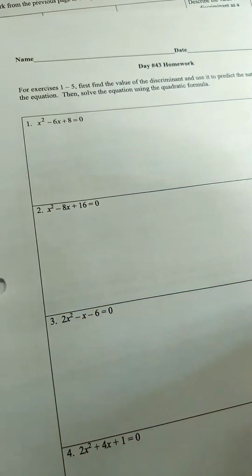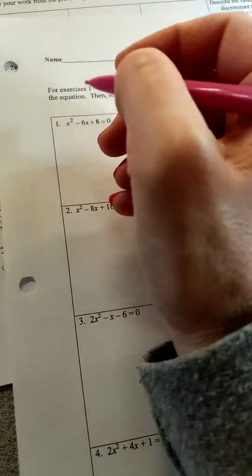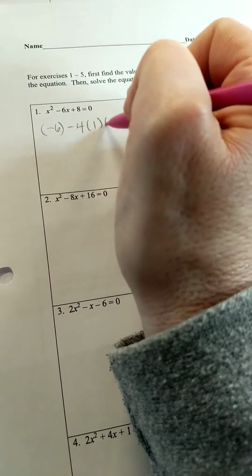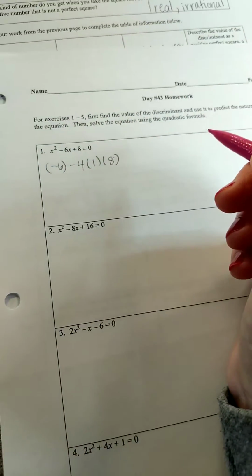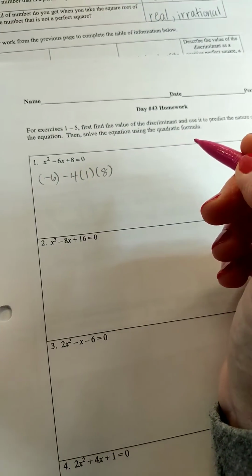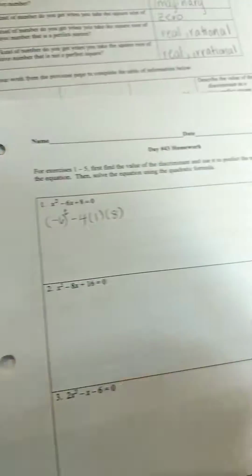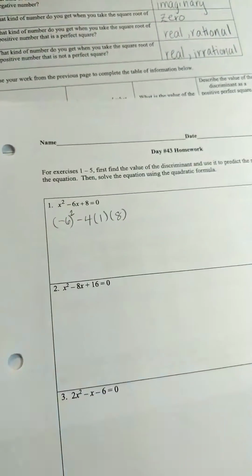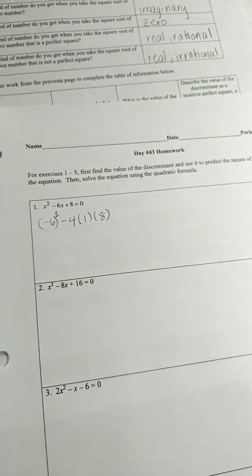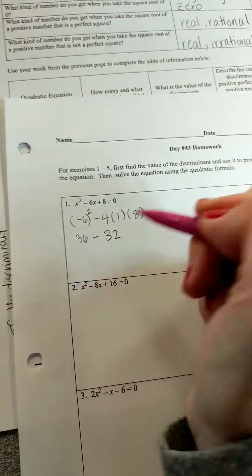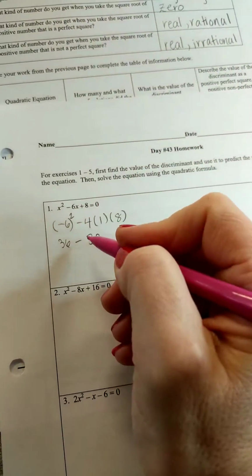So let's do number 1 together right now. I just need the discriminant. How am I going to find the discriminant right here? What's the discriminant? Which part? b squared minus 4 times a times c, okay? So what is that? Oh, oops, I forgot the squared. There you go. So that's 36, and that's 32. So what's my discriminant? 4.